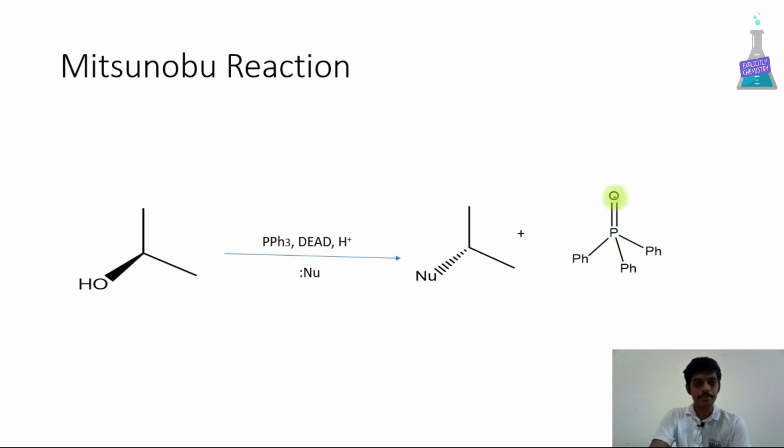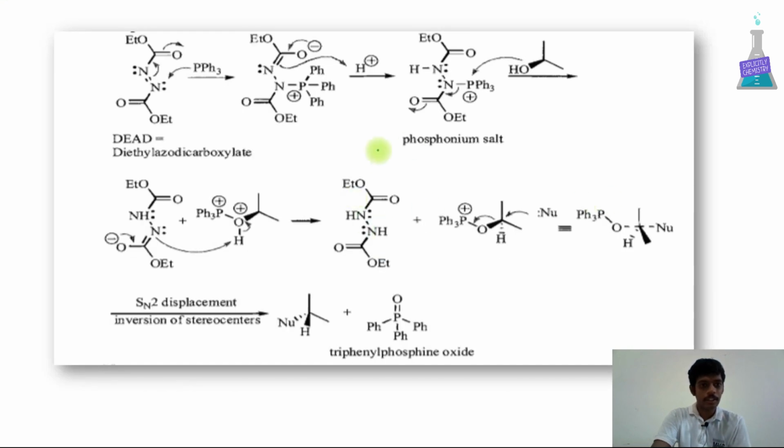Let us see the mechanism. DEAD means diethyl azodicarboxylate. This is the structure of DEAD. We are adding PPh3. The PPh3 is added to this nitrogen, and this double bond will migrate over here, forming the double bond here. Then it will move here, forming O minus. After that, we are adding acid, which is H plus. This double bond will abstract this proton, and this O minus will come over here, forming the double bond here.